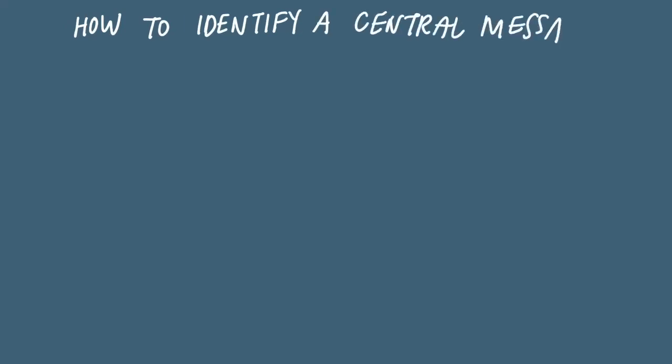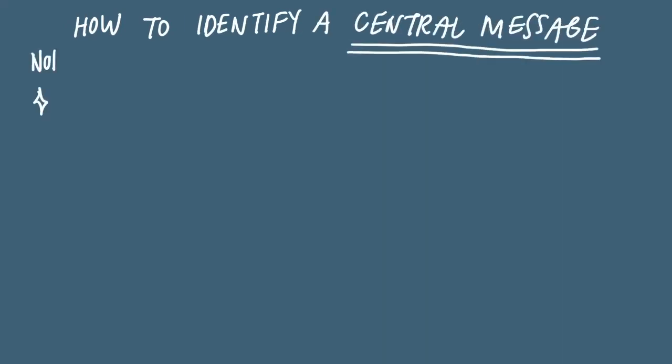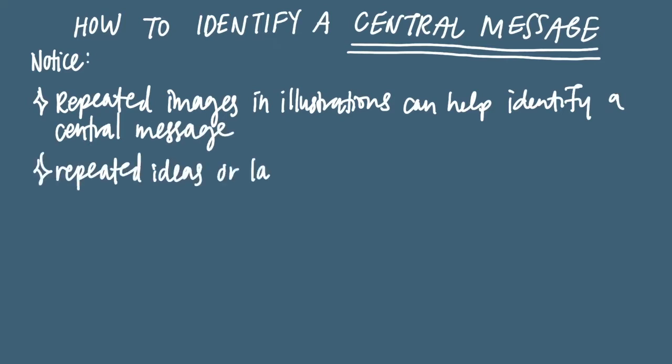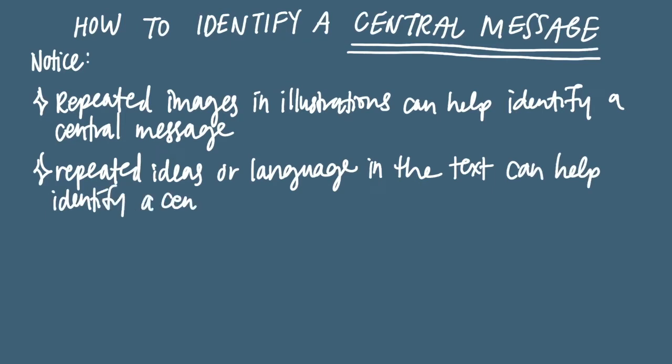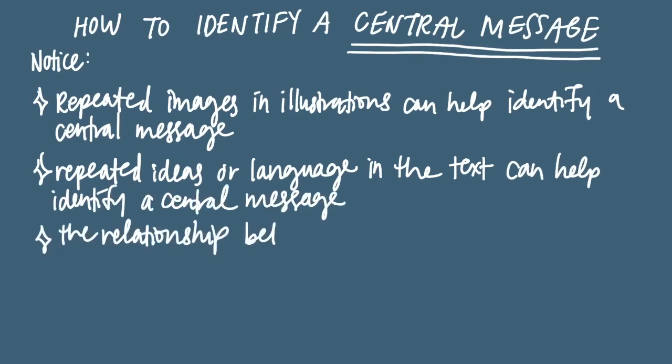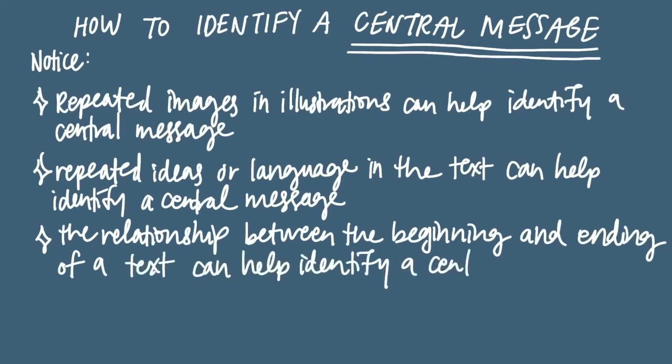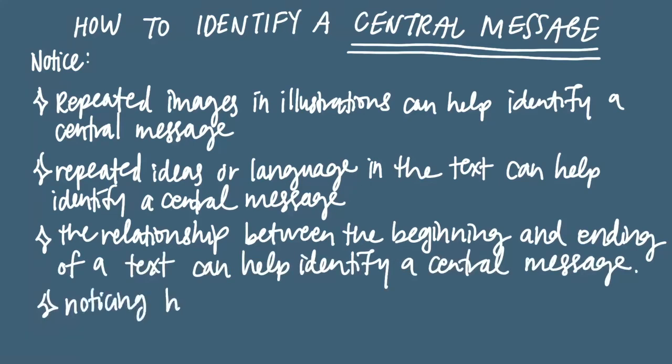So quickly before we begin our lesson today, I just want us to review how we identify a central message in a story. So 4 different ways that we know how to identify a central message in a story include noticing repeated images and illustrations that can help us identify it, repeated ideas or language, the relationship between the beginning and the ending of a story, as well as the character changing throughout the text.